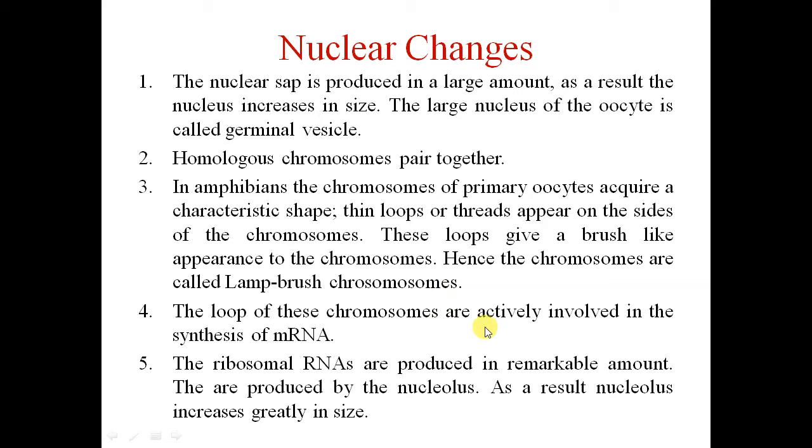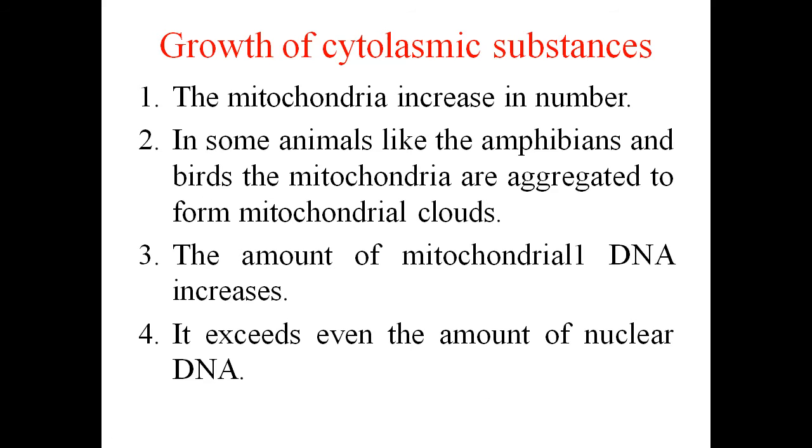The loops of these chromosomes are actively involved in the synthesis of messenger RNA. The ribosomal RNA is produced in remarkable amounts. It is produced by the nucleolus. As a result, the nucleus increases greatly in size.